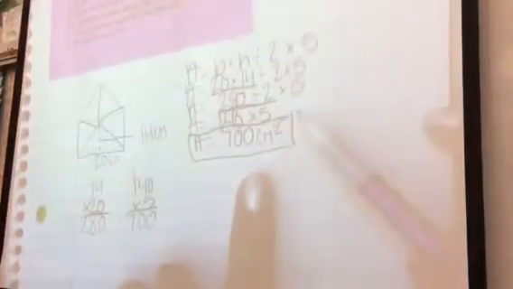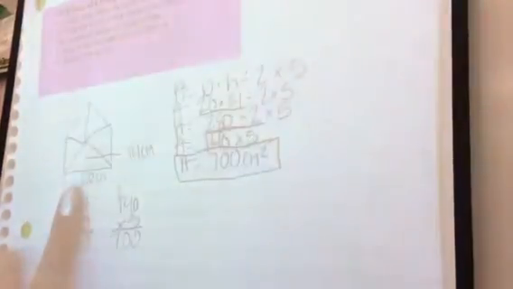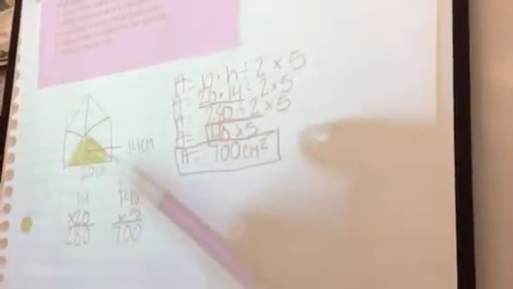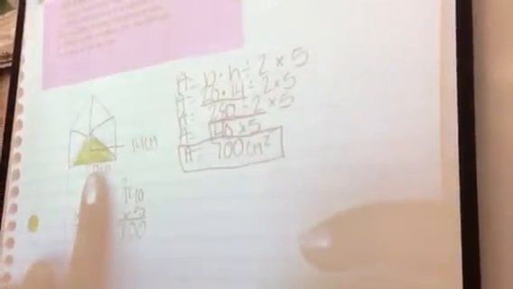Centimeters squared. Okay. The reason we're multiplying it by 5 is because if you look, we took the base and the height of this triangle right here. We took the base and the height of one triangle, and we found the area of one triangle. Then we decided that we are trying to find the area of a polygon, and this polygon has 5 triangles, so that's why we multiplied it by 5. Does that make sense? Okay.